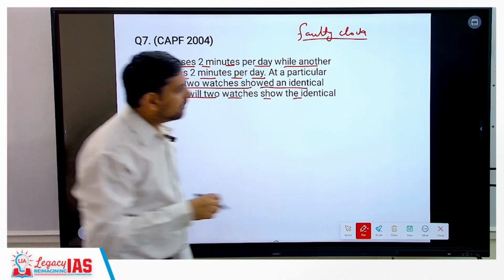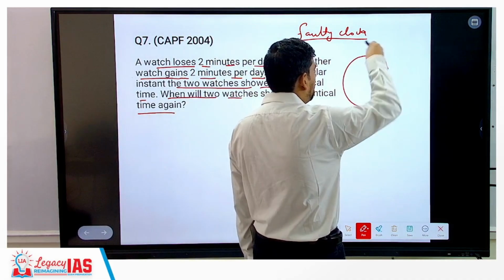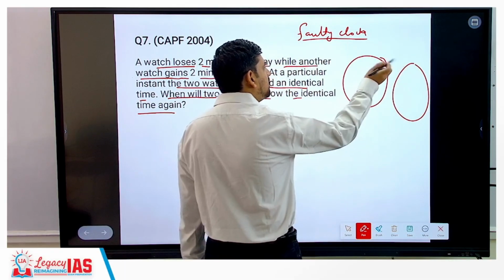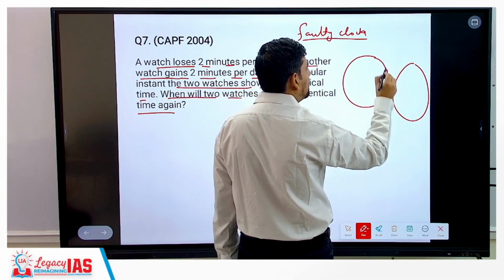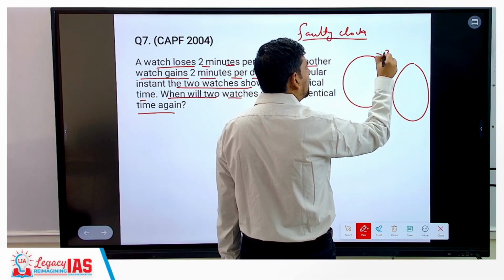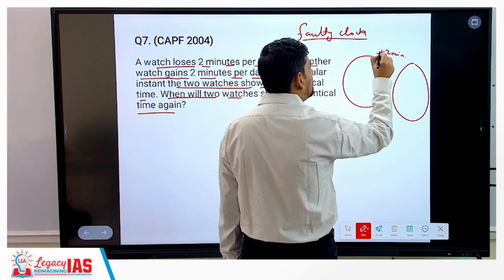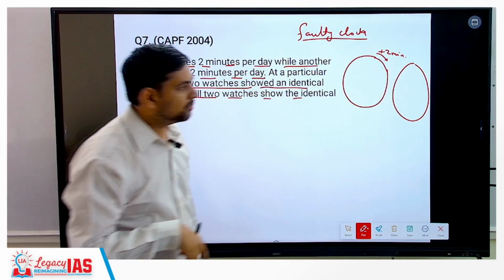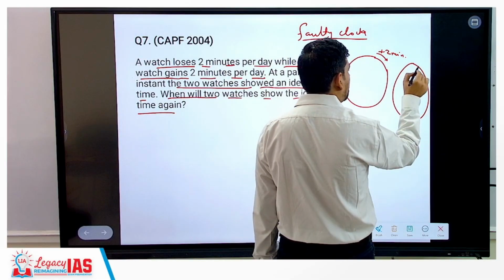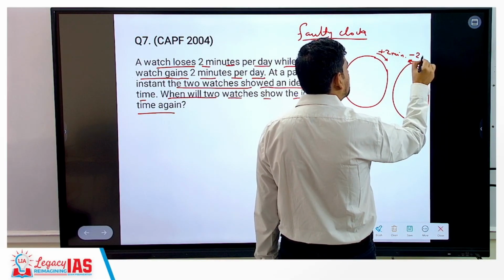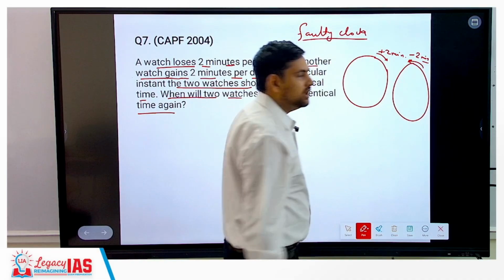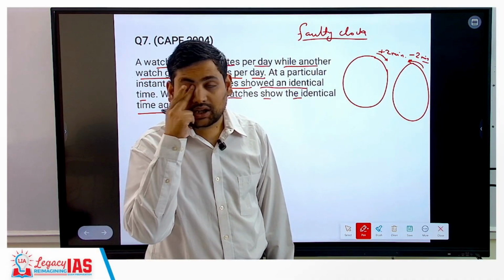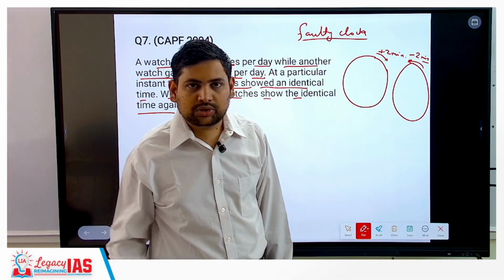So basically there are two clocks. This is one clock and this is another clock. Now one of these clocks gains 2 minutes in 24 hours. Per day it gains 2 minutes. And the other clock loses 2 minutes in 24 hours. Correct? One gains 2 minutes and the other loses 2 minutes in 24 hours.